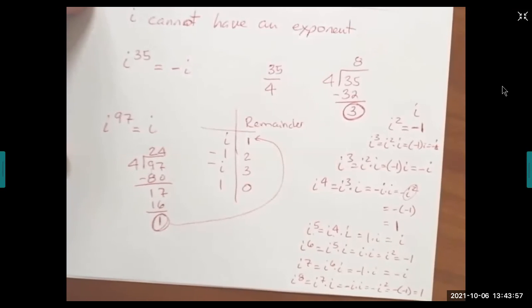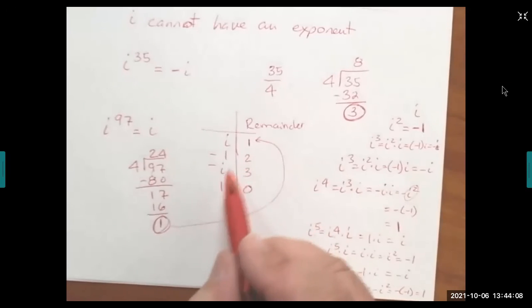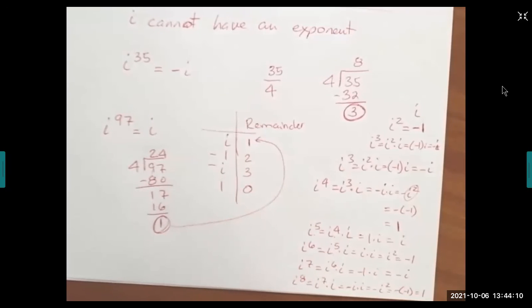That's how it works. If you have a higher exponent for i, divide it by 4, and whatever your remainder is, that refers to what your answer is. Ta-da, we're done.